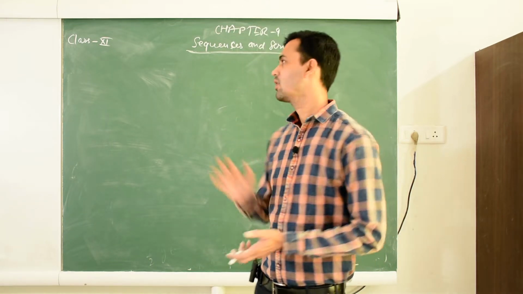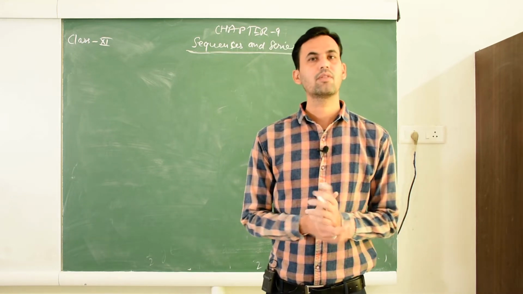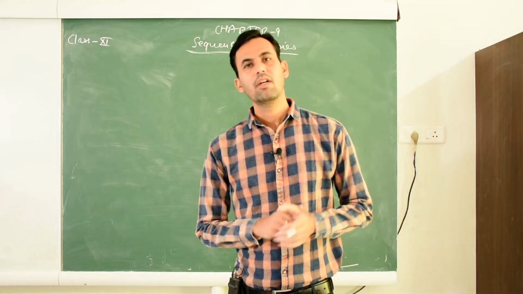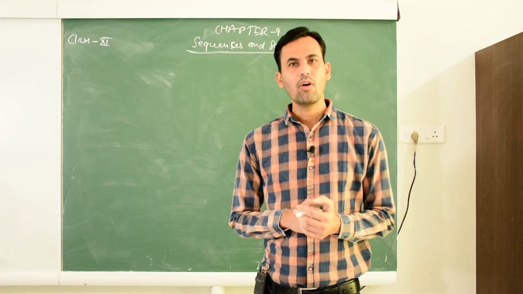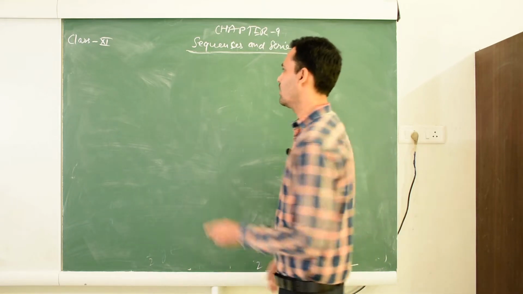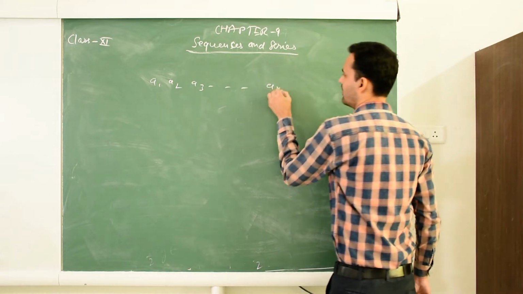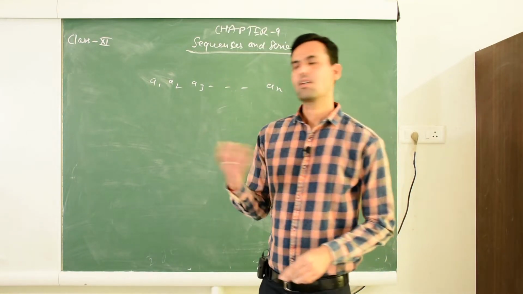The name of the chapter is sequences and series. So first we discuss sequences. What is a sequence? A sequence is a definite order of terms arranged in a definite way by a definite law. It is called a sequence. A sequence is written as A1, A2, A3 up to An.